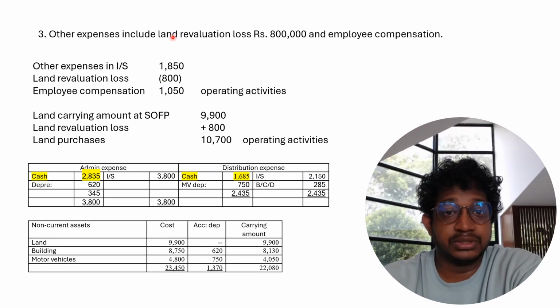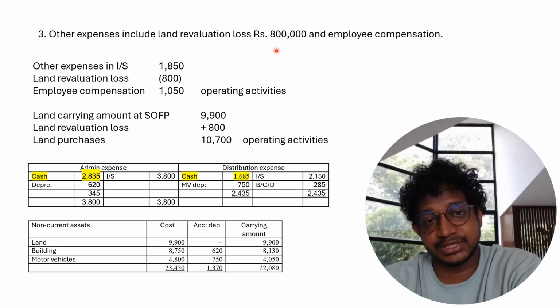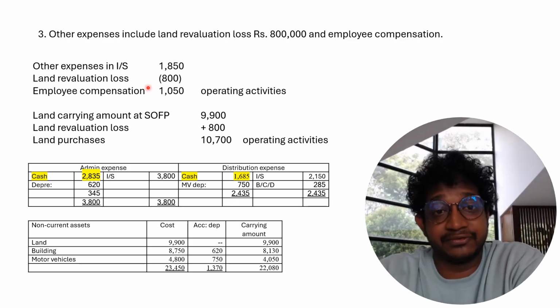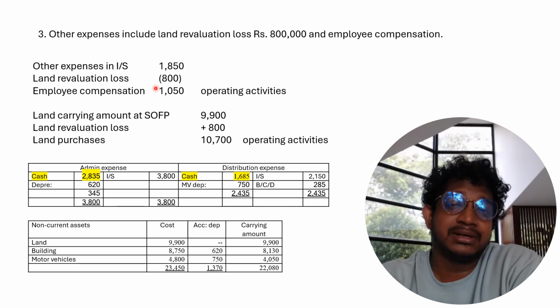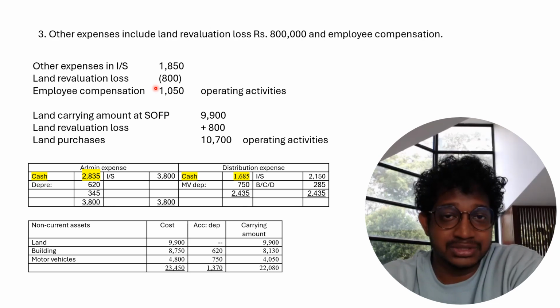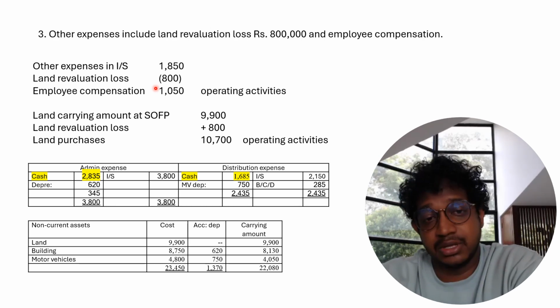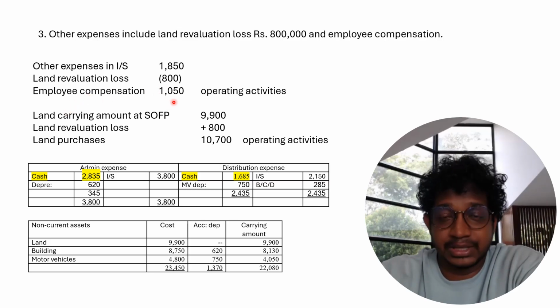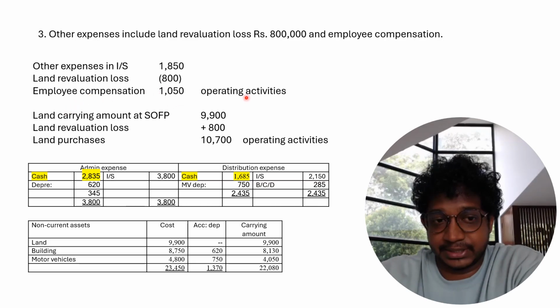Other expenses include land revaluation loss 800, and the other part is employee compensation. Your total other expenses in the income statement are 1,850. From that, 800 is land revaluation loss. This 800 land revaluation loss is not a cash flow. So the other part, employee compensation 1,050, is cash outflow in operating activities.